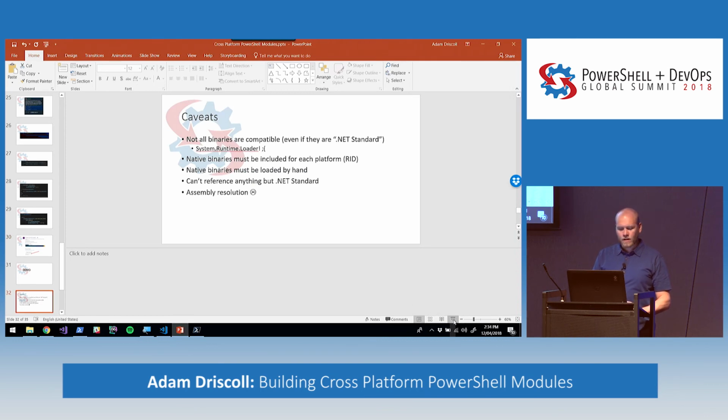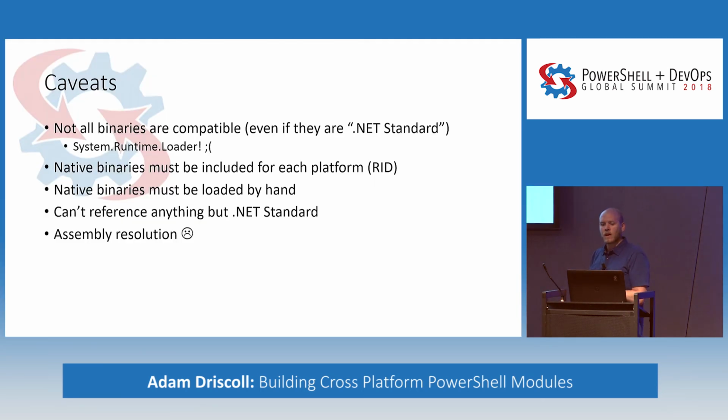So yeah, those are some of the caveats to building cross-platform modules. Not all binaries are compatible, it seems like, with .NET Standard. It seems like they conflict with certain things in the .NET Framework. System runtime loader is obviously one of them. Native binaries must be included and loaded by hand for each platform, which is kind of a pain in the butt. You can't reference anything but .NET Standard. So if you have your favorite .NET library that's still .NET Framework, you can't actually load or reference that. You could load it dynamically.